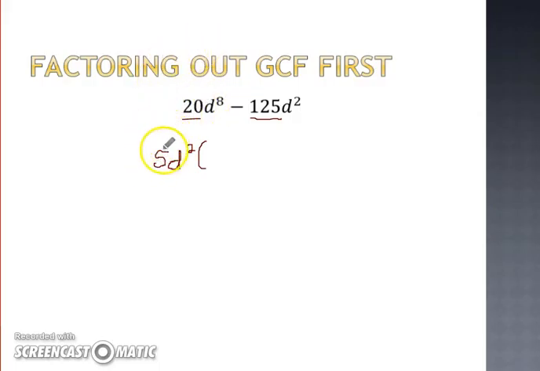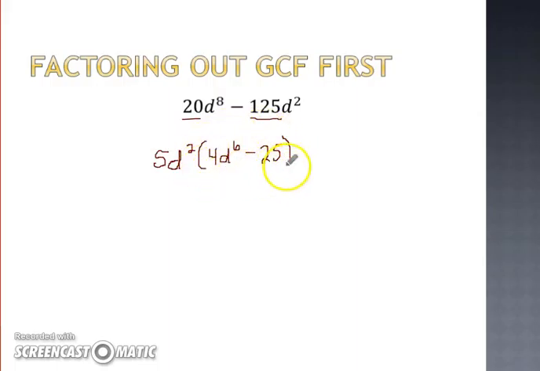So 20 divided by 5, we have 4. D to the 8th divided by d squared, I would have d to the 6th, minus 125 divided by 5, so we have minus 25. d squared divided by d squared, they cancel each other out. So after dividing out that greatest common factor, dividing out a 5d squared from each term, I'm left with 4d to the 6th minus 25.